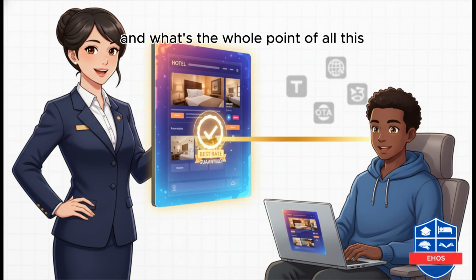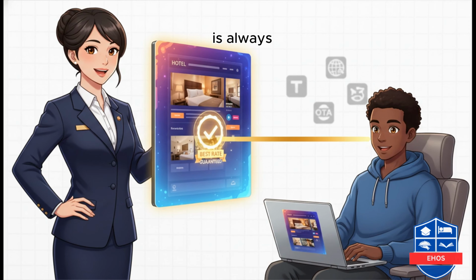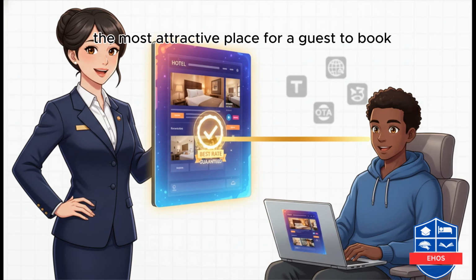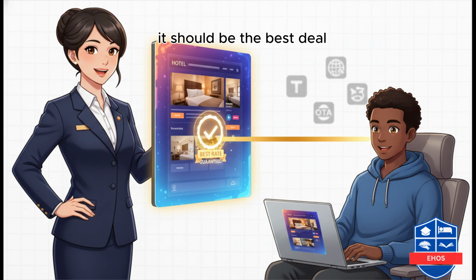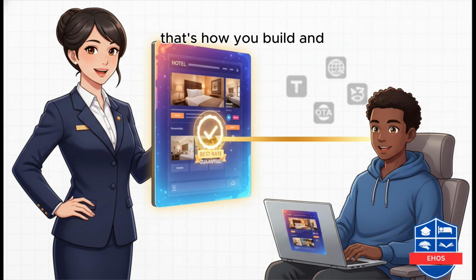And what's the whole point of all this? It's really simple, but so important. The goal is to make sure your hotel's own website is always the most attractive place for a guest to book. It should be the best deal, the easiest experience, the place they trust the most. That's how you build and protect your most profitable channel.